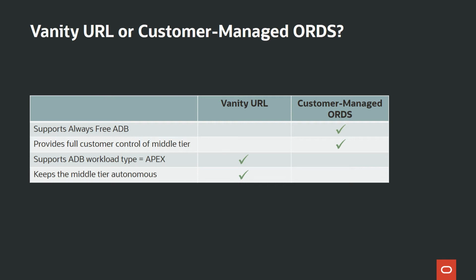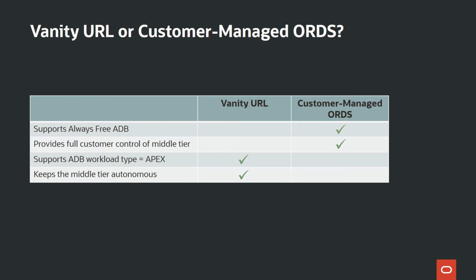And there is this feature called Customer Managed ORDS that is available with Autonomous Database, and this has been there for some time now. It allows you to replace the out-of-the-box shared middle tier that comes with Autonomous Database with your own dedicated middle tier that you stand up, configure, and manage. And we have customers who are using this. So I wanted to compare and contrast these a little bit.